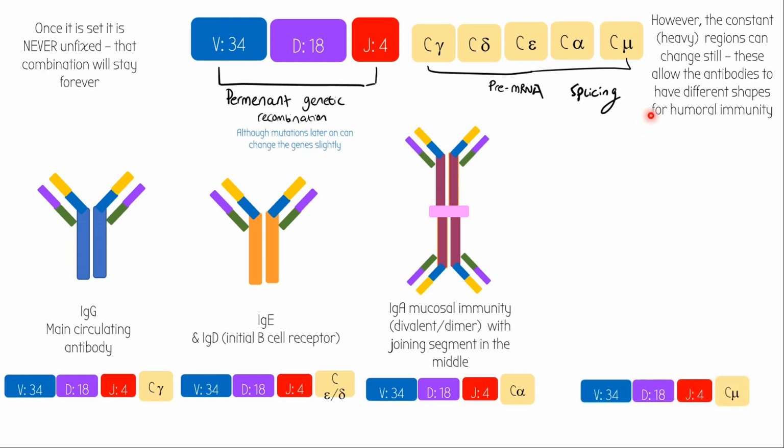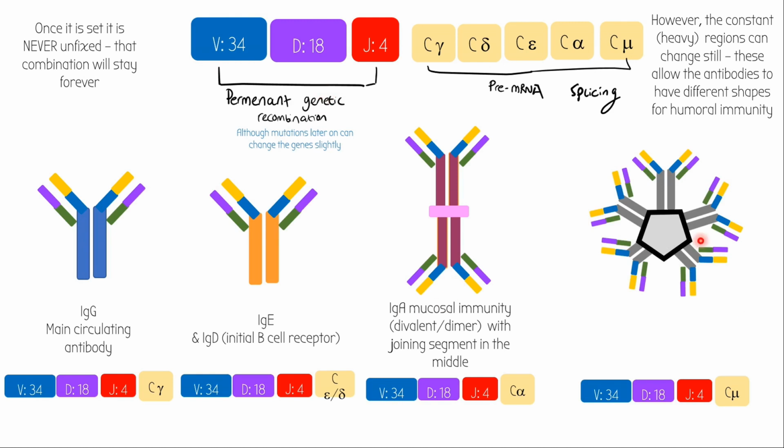Okay, and finally, if we use our mu constant region and splice out all the others and then marry this with our VDJ permanent gene, then if you thought this was techie, this is even more crazy. We get a pentavalent antibody thingy. So we have 5 antibodies joined together, joined by disulfide bonds. Remember, with the antibody, this is one binding site, and this is another binding site for an antigen. So each one has 2, and if there's 5 antibodies joined together, 2 times 5 is 10, so there's 10 potential antigen binding sites.